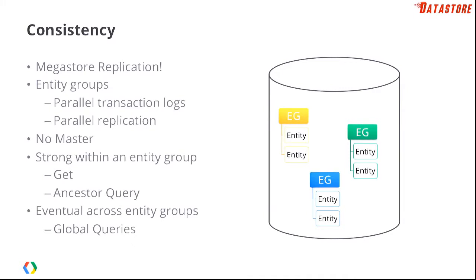But if you recall from this same slide, we do parallel replication. That means we can scale the replication based on the amount of resources we have available. And that means the replication actually happens very quickly. So these global queries are only usually a few hundred milliseconds out of date.